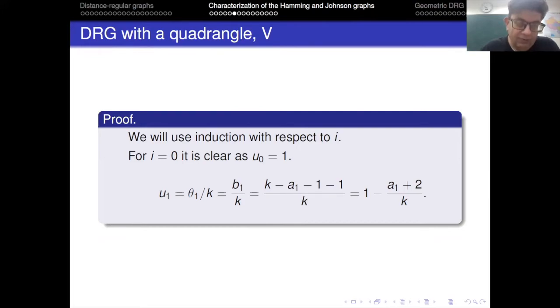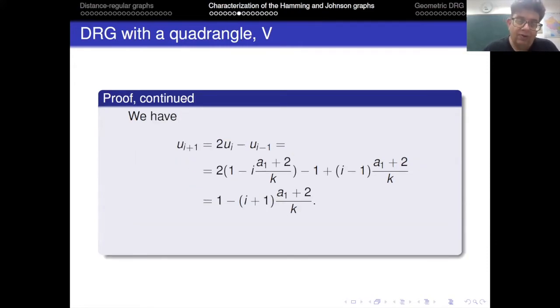So you know that u1 is θ1 over k, and that would be b1 minus 1. Okay, I'm sorry. That is equal to k minus a1 minus 1. That's b1 minus 1, and you can easily see that is equal to 1 minus (a1 plus 2) over k. I'm sorry, I made a mistake here. And we continue the proof, and the proof is straightforward. You can read it yourself, I think. So this finishes the proof.